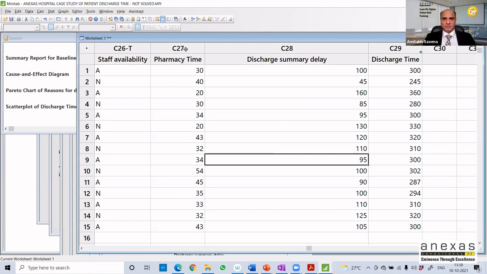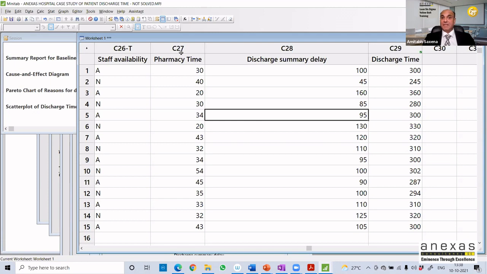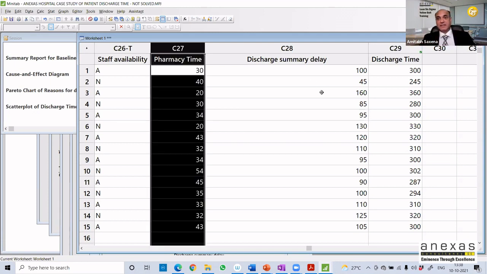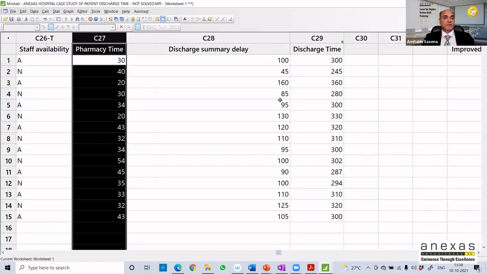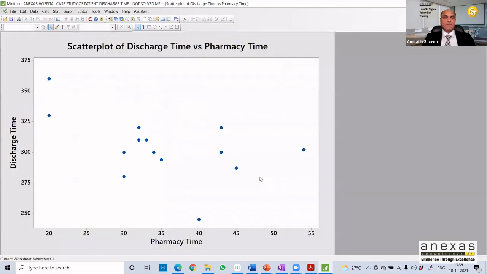Okay, let me do one more analysis. Pharmacy time and discharge time. Is the time taken by the pharmacy affecting my discharge time? Let us explore that. What do you think? Is pharmacy time the root cause here? The pharmacy time is not the root cause.